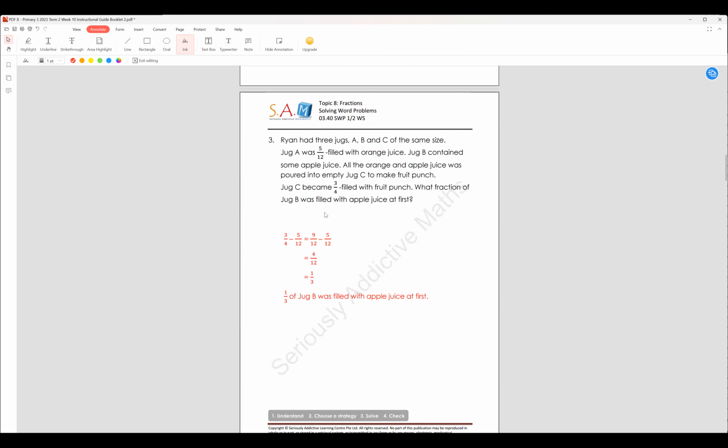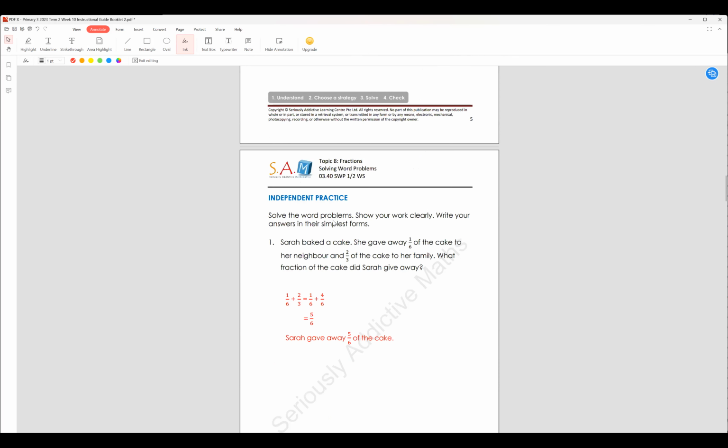Last question under guided practice. If you read the question, it is a subtraction question. What fraction of jug B was filled with apple juice at first? Jugs A, B, C are the same size, A is filled with this, and jug B contains some, and all the orange juice was poured into an empty jug to make fruit punch, and the fruit punch became 3/4 filled. So this is a part-whole question: one part given, one part unknown, and the whole is given. Hence the equation is 3/4 minus 5 out of 12, and they need to do the conversion.